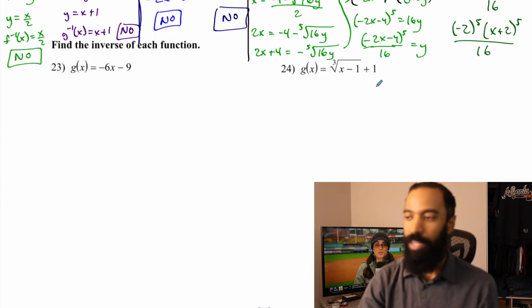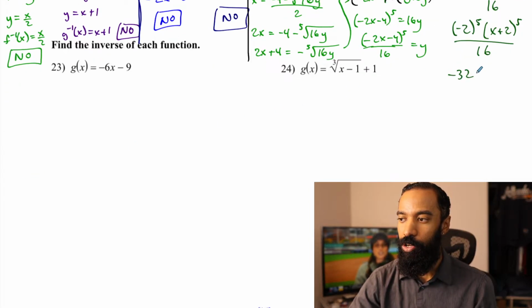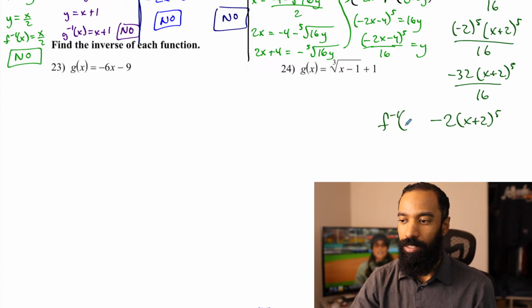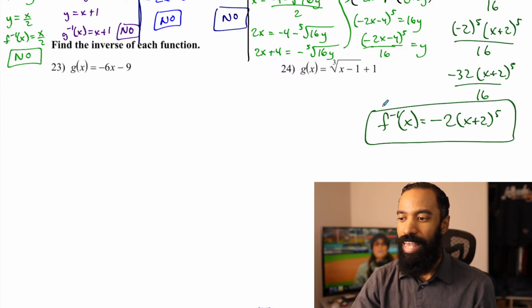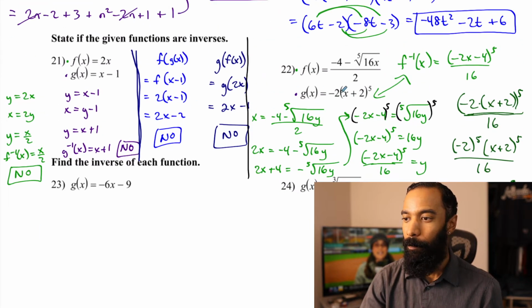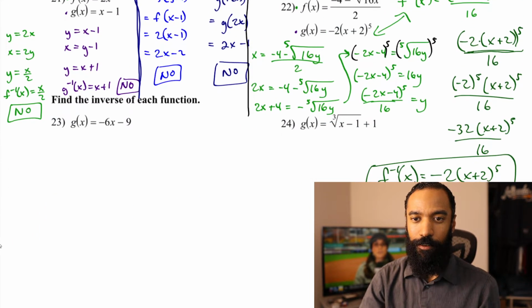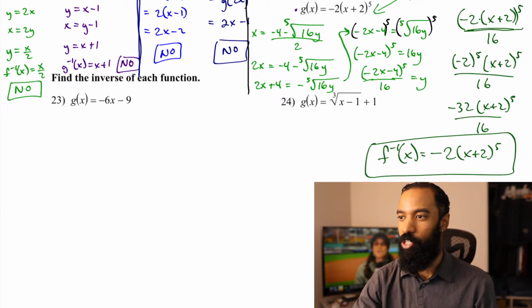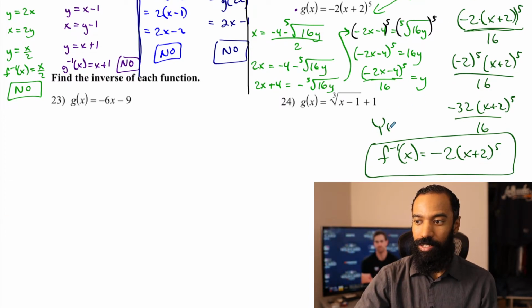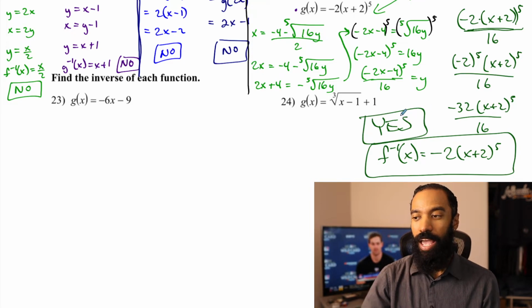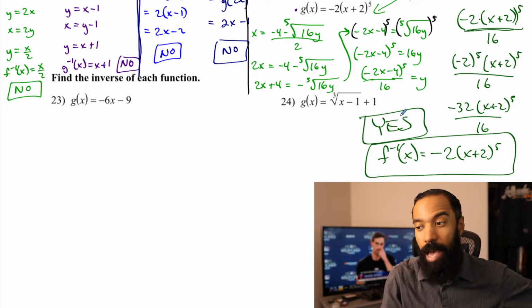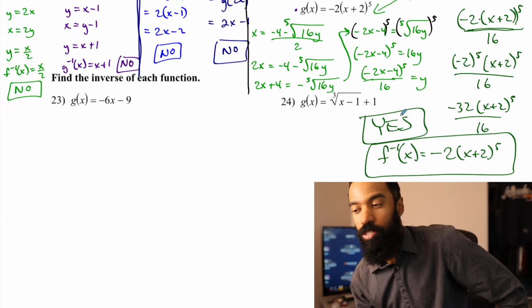And then negative 2 to the 5th power is negative 32. And that's times x plus 2 to the 5th power right there. Negative 32 over negative 16 is negative 2. Look at that. That is an inverse right there. They are inverses of each other. It's not no. The answer is yes. And it takes this extra step to make that happen. It takes a little bit to actually match those things up.